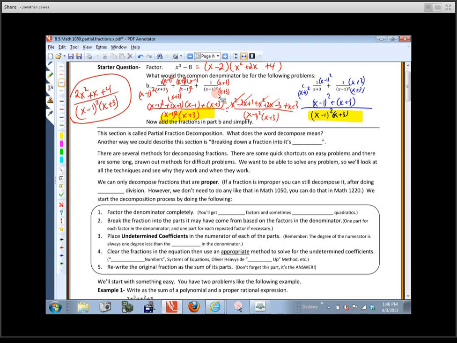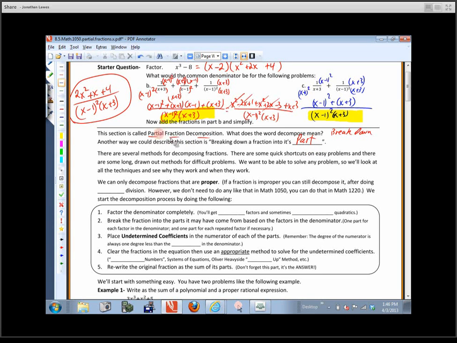This is called partial fraction decomposition. What does the word decompose mean? It means break down. So if we say partial fraction decomposition, here's what we really mean. Now there's a reason why they didn't call it this, because it's a big long sentence. It's just easier to say those 3 words. We're going to break down a fraction into its parts.